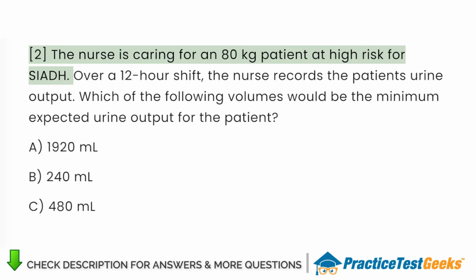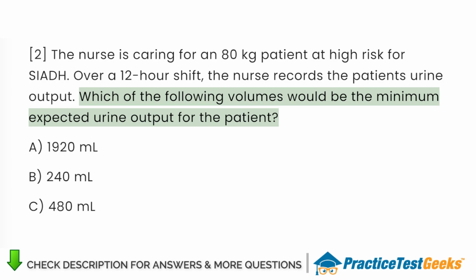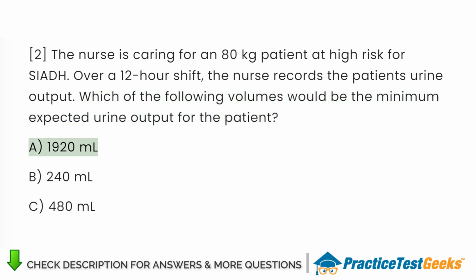The nurse is caring for an 80 kg patient at high risk for SIADH. Over a 12-hour shift, the nurse records the patient's urine output. Which of the following volumes would be the minimum expected urine output for the patient? A. 1920 milliliters. B. 240 milliliters. C. 480 milliliters.